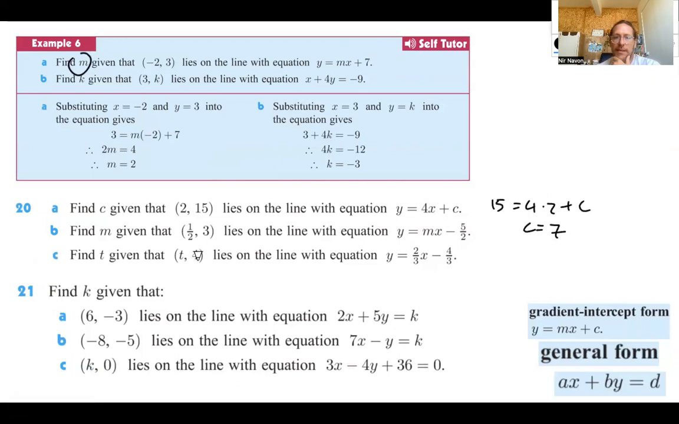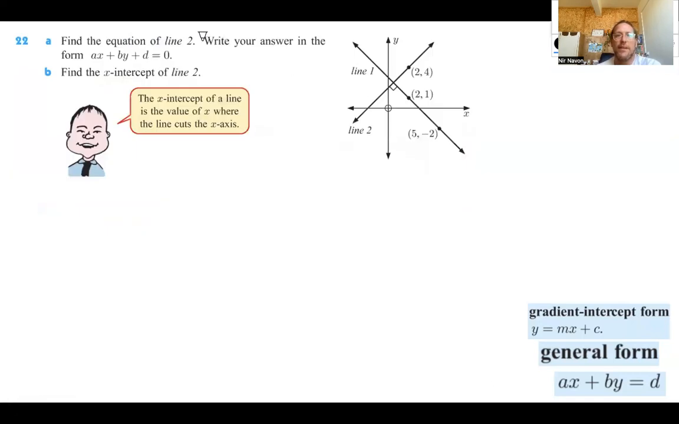Find t given that (t, 4) lies on the line with the equation. So t would be the x, and y would be 4. So 4 equals 2/3 t minus 4/3. We need to find what t is by multiplying by 3 both sides. We get 12 equals 2t minus 4, and you can continue from here to find what t is. Find k given that this lies on the line, doing the same, substituting for the x and y and finding k.